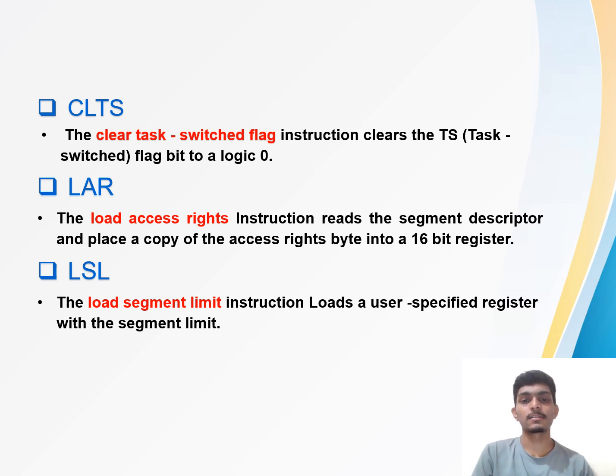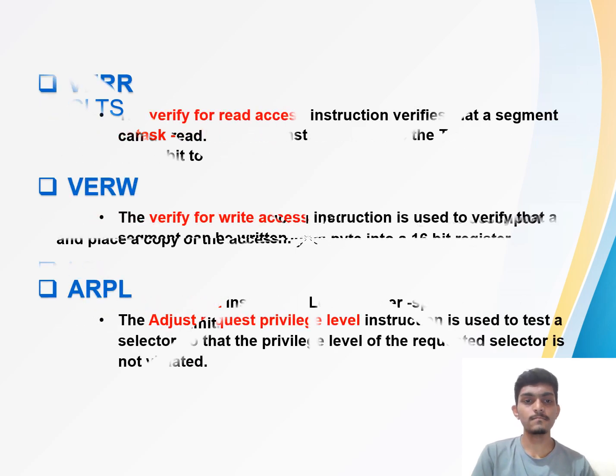CLTS, clear task switch flag. This instruction clears the task switch flag bit to a logic 0. LAR, the load access rights instruction reads the segment descriptor and places a copy of the access rights byte into a 16-bit register. LSL, load segment limit. The load segment limit instruction loads a user specified register with a segment limit.